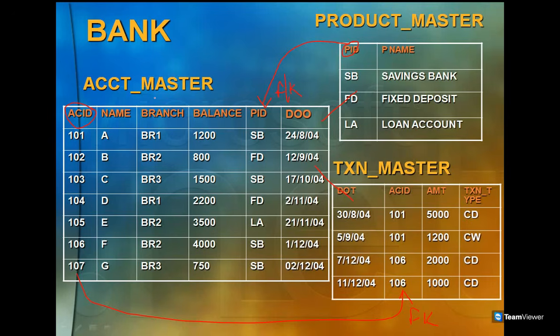We have an account master table, a product master table, and a transaction master table. These three tables are joined. The product master table and account master table are joined: this primary key is linked as a foreign key here. The account master table is joined with the transaction master table, and the account ID of the account master table is joined with the account ID in the transaction master.